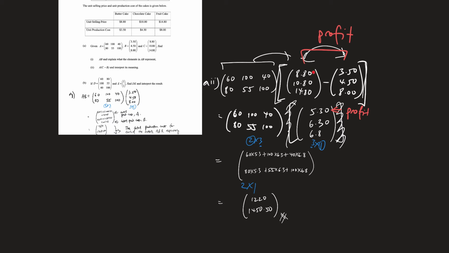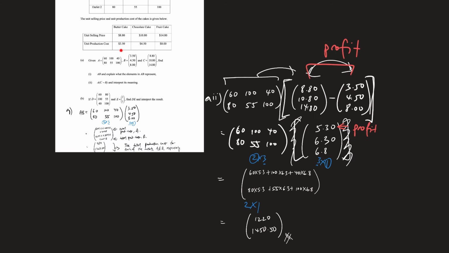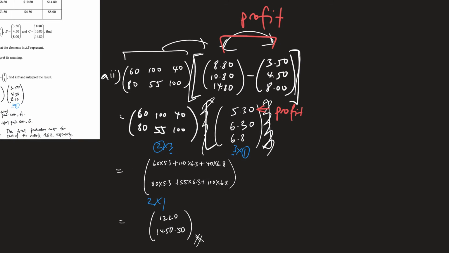what? 8.8 minus 3.5. So this is actually for the butter cake, right? Profit from butter cake. And then this one, 10.8 minus 4.5, is the profit for chocolate cake, and profit for fruit cake. Yeah. So there's profit for butter, and this is actually profit for chocolate. And this is actually profit for the last one, which is fruit cake.